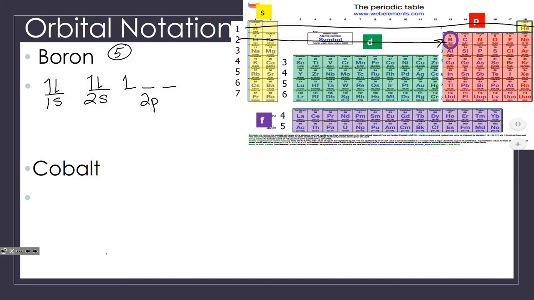Okay, let's do cobalt. Cobalt is right here. We have to start it the same way, right? Up at the top, follow your finger through. I'm one of these ones that if I follow the finger through with the numbers, I'll never go wrong, because I have to pass the numbers. So starting at the top, I'm going to hit the 1s.